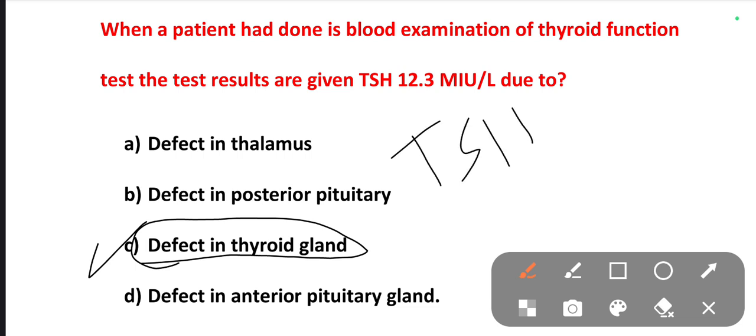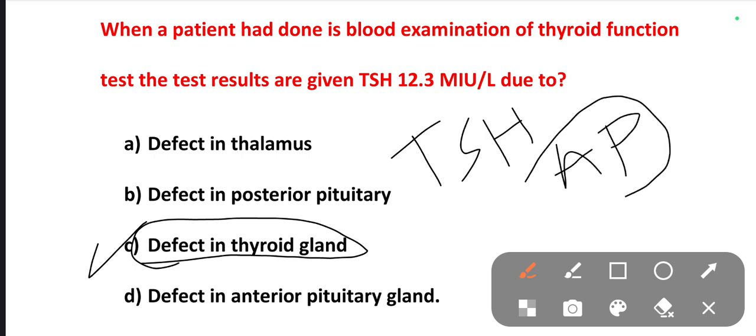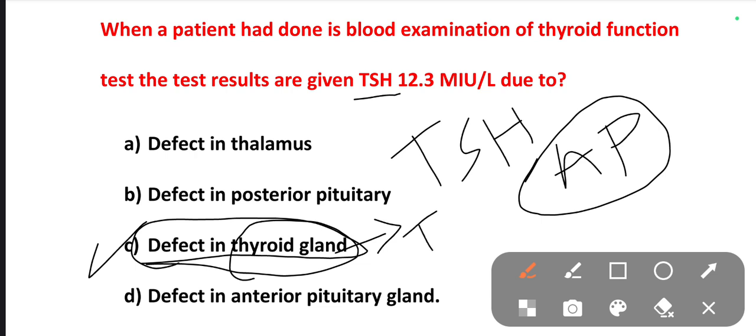TSH is secreted from the anterior pituitary. Normally the anterior pituitary secretes the thyroid stimulating hormone. So when there is a problem in the thyroid gland, that is, the thyroid gland is not secreting enough thyroid hormone, T3 or T4, what will happen here? When the thyroid gland is not secreting the thyroid hormone, the pituitary gland continuously secretes the thyroid stimulating hormone to produce the thyroid hormone, thyroxine.